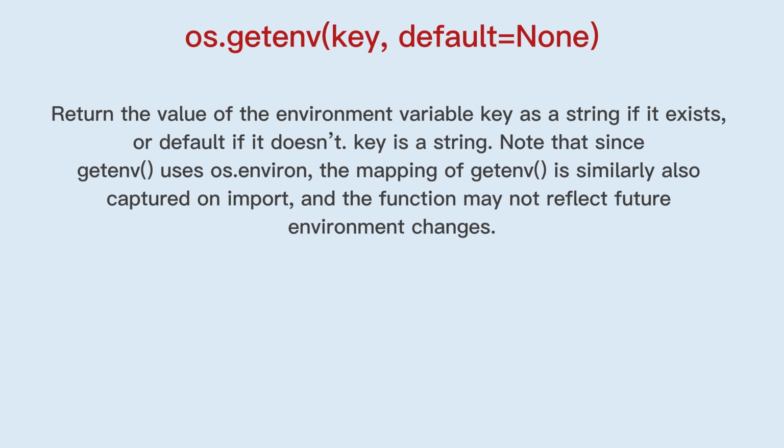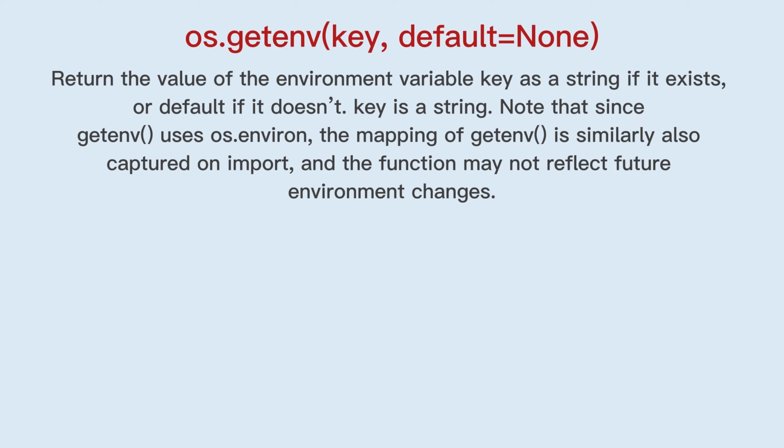os.getenv: return the value of the environment variable key as a string if it exists, or default if it doesn't. Key is a string. Note that since getenv uses os.environ, the mapping of getenv is similarly captured on import, and the function may not reflect future environment changes.